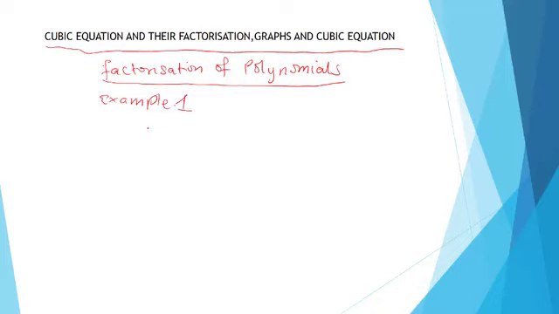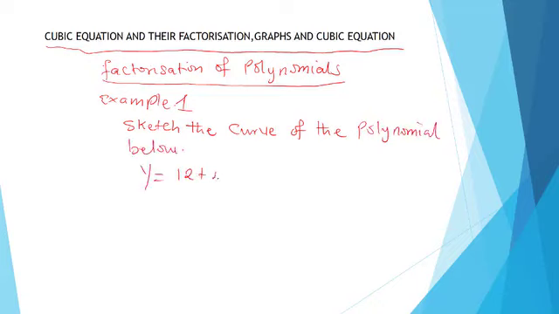let's call this example 1. Let's sketch the curve of the polynomial below. Okay, now the first thing we need to do is factorizing it.